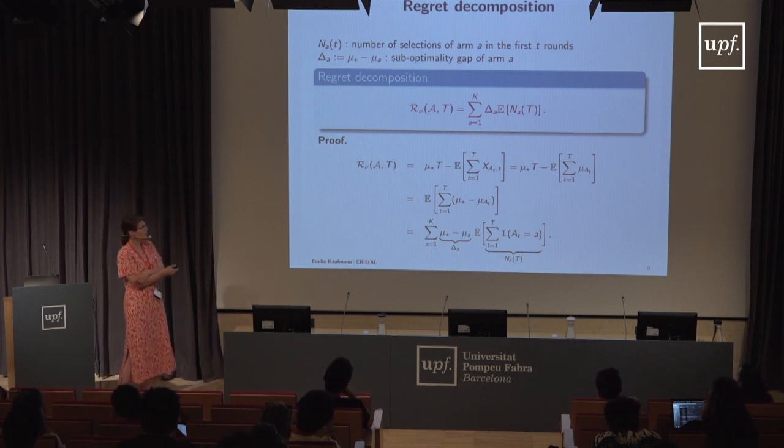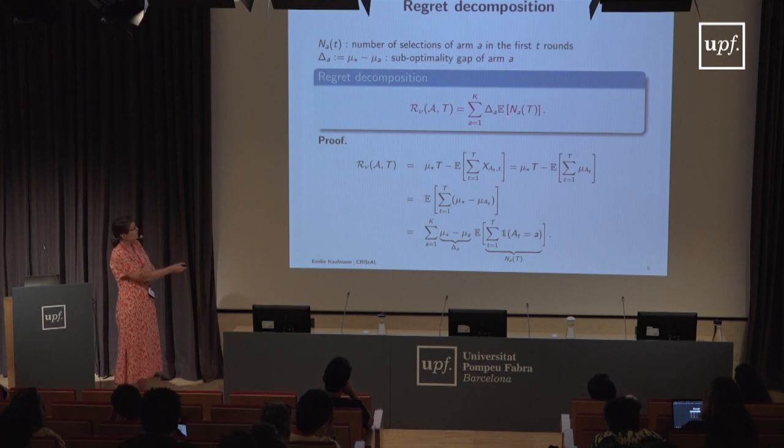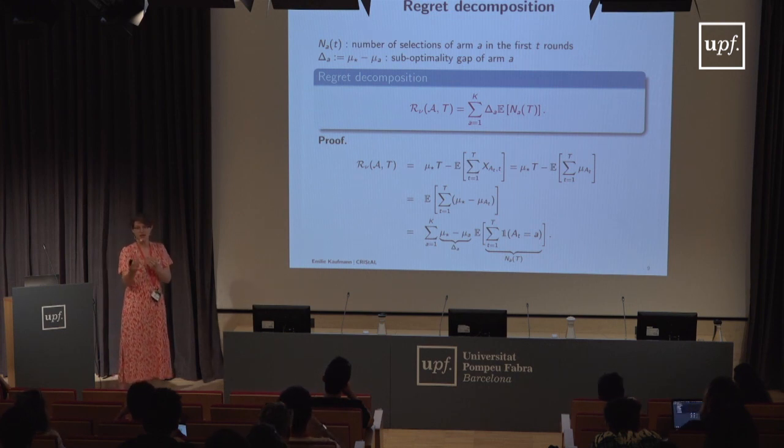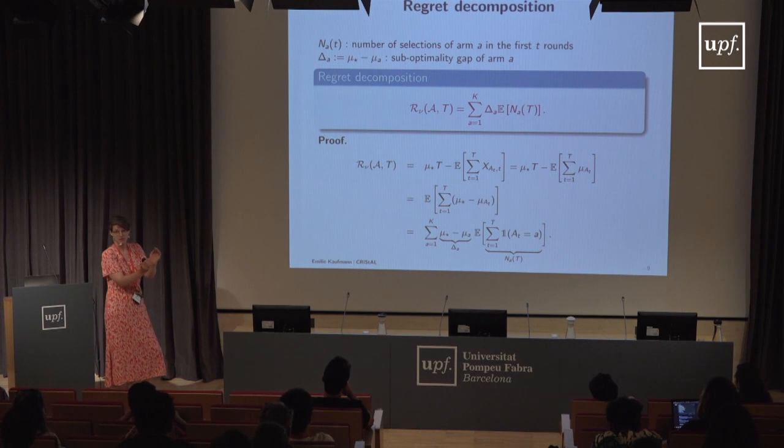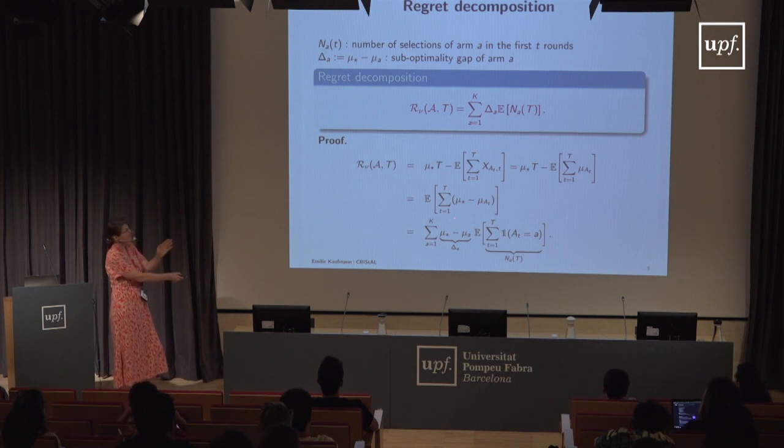And so the regret decomposition writes as a sum over the arms of delta A, which is the suboptimality gap of arm A, which measures how far the mean of arm A is from the best mean mu star, multiplied by the expected number of times that we selected arm A up to time t. To prove this, you can check it on the slides. There is one conditioning saying that the sum of the observations has the same expectation as the sum of the means of the chosen distributions. Then when it's written like that, you can put mu star everywhere, and you get the sum of the gaps. And then just by reordering, clustering this by identity of the arm, this sum can be rewritten as a sum over arms of the gap of arm A times the number of times I selected it.